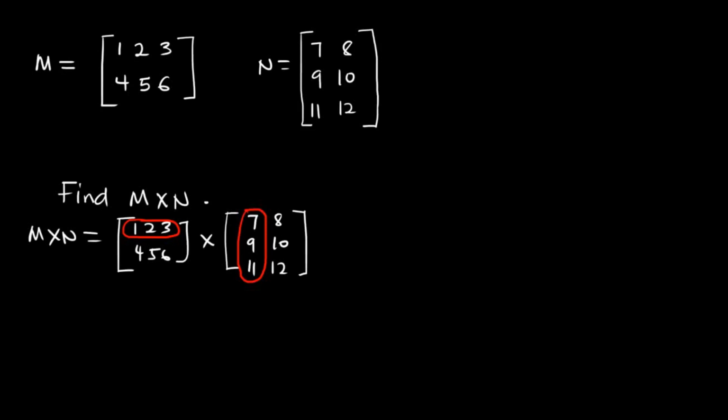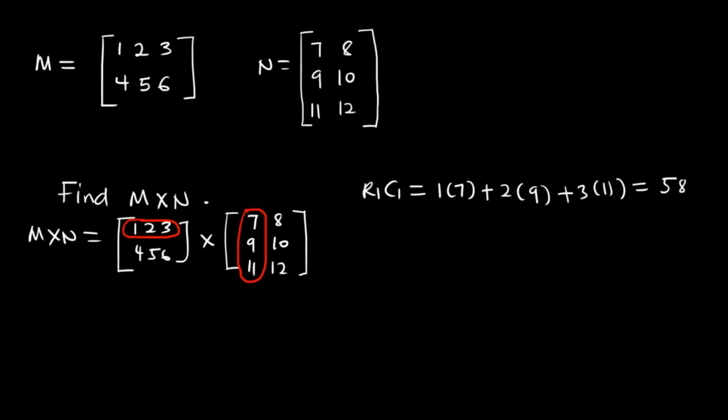So we picked row 1 and then column 1. Okay, so we are going to perform the dot product of their elements. Okay, so in this case, the 1 will multiply 7. Okay, then that will be added to 2 multiplying 9, and then that will also be added to 3 multiplying 11. Okay, and then this will be equal to 58.